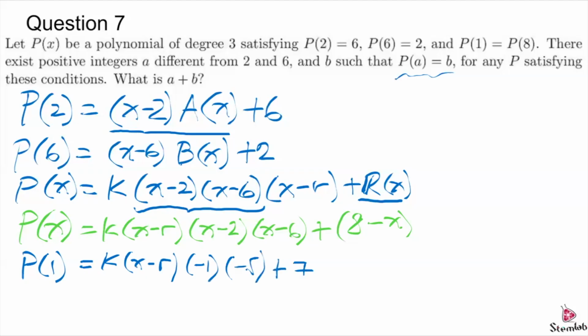Okay. And again, this is equal to P of 8. So let's solve for P of 8. P of 8 is K times this X minus R, times 6 times 2. Okay, and there's no remainder. So P of 8 equals 0, or R of 8 equals 0. Okay, so now let's equate those two and let's see where we end up.